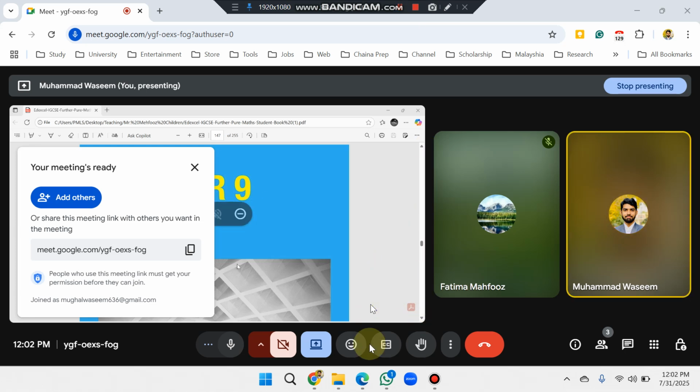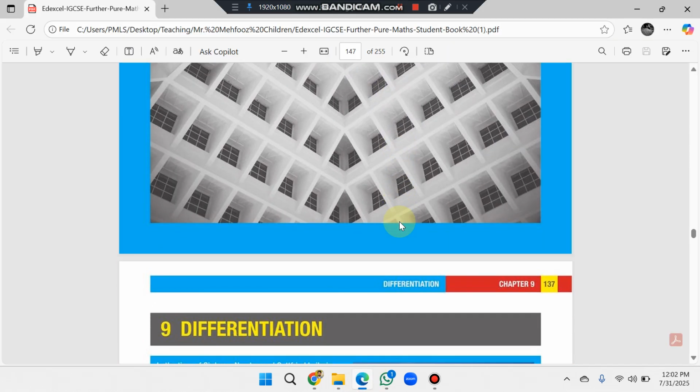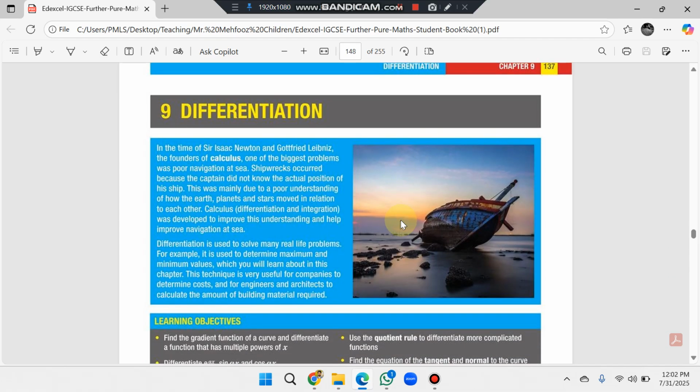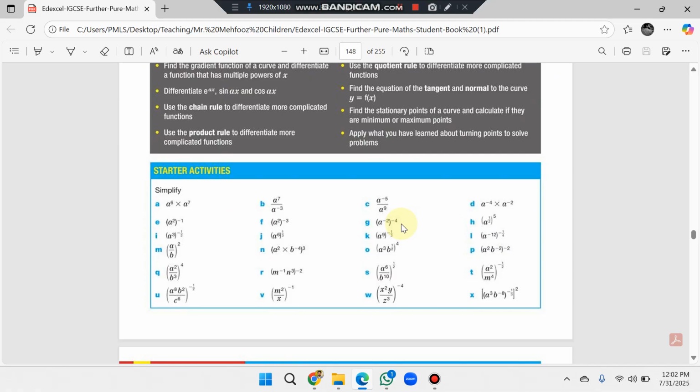Today we have to start chapter number 9. Chapter number 9 is differentiation, right? You have learned differentiation in previous classes or not? No. Okay. So first of all, we have a starter activity. In this case, we have to simplify some terms.